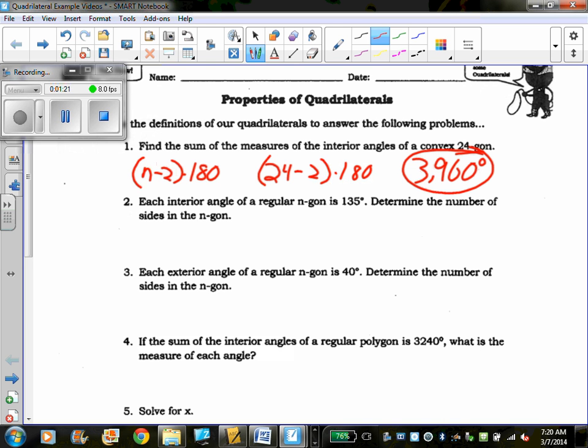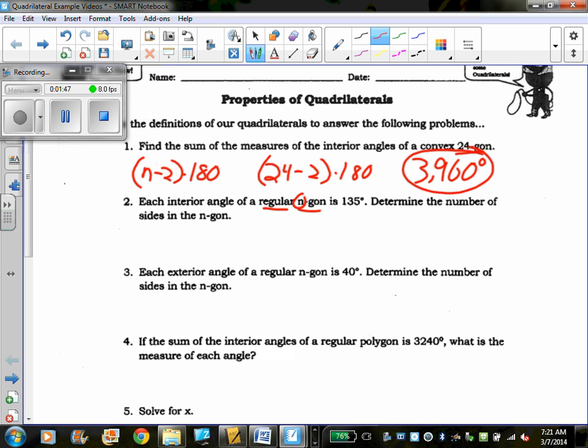Okay, second one. Each interior angle of a regular n-gon, regular is very important here, and n-gon is only that because we don't know what this number is yet, is 135 degrees. Determine the number of sides in the n-gon. Regular is helpful because it tells us that each angle in the shape is 135 degrees.